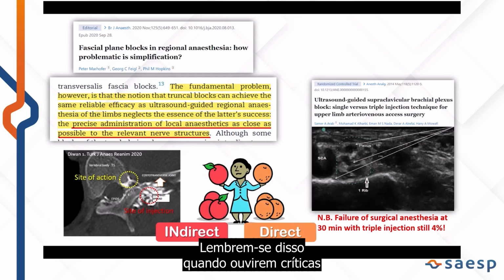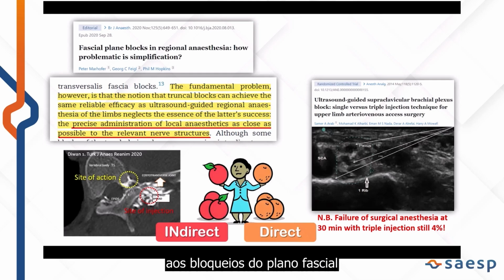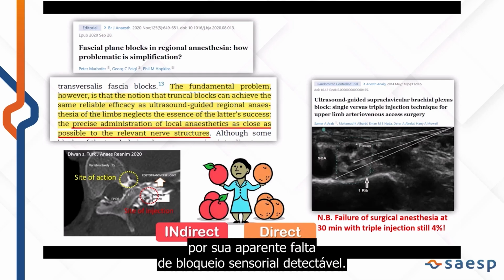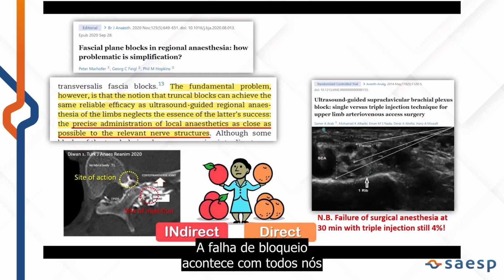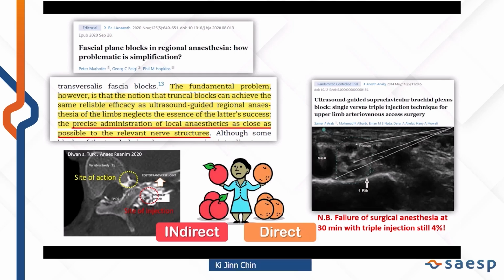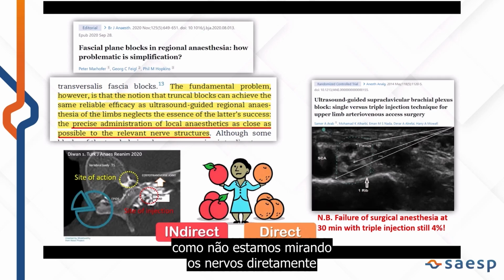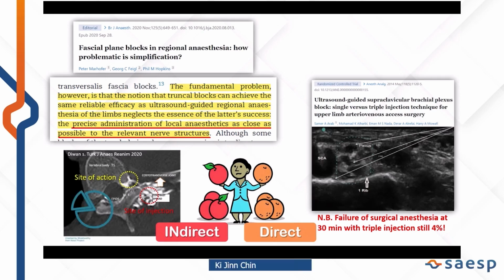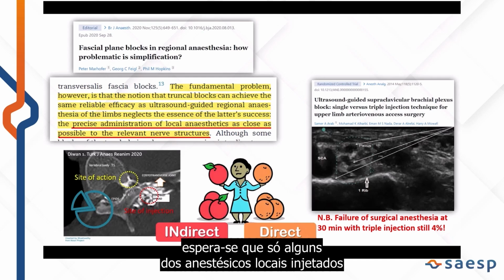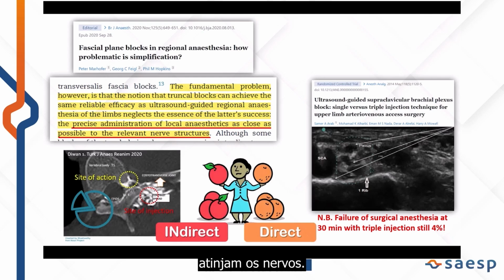And just bear that in mind when you hear people criticizing fascial plane blocks for their apparent lack of detectable sensory block. Block failure happens to us all with all blocks. Now, with fascial plane blocks, remember, because we're not targeting nerves directly with our needle, only some of the local anesthetic injected is expected to reach the nerves. And the key word here is some.